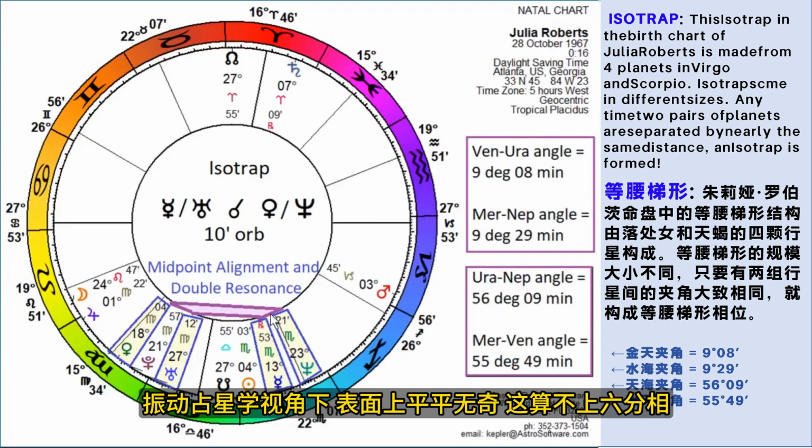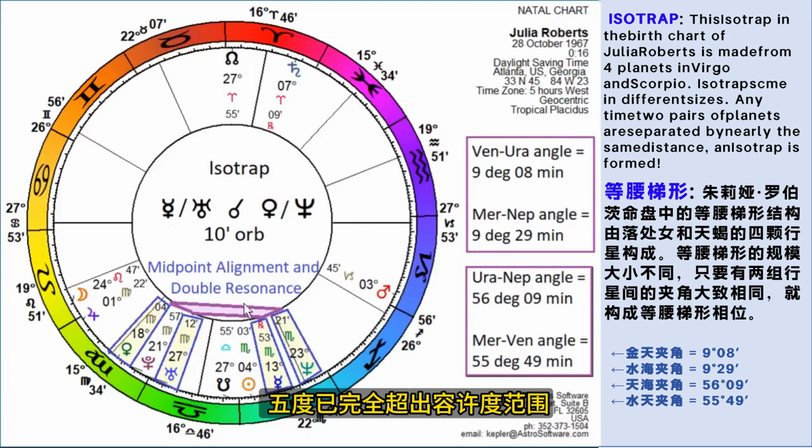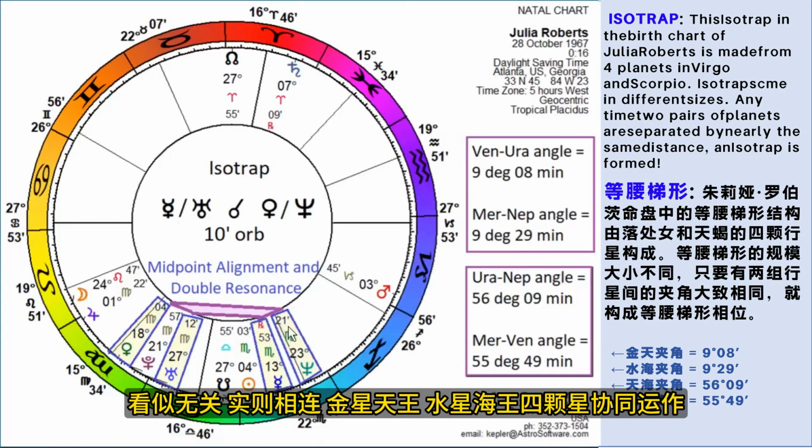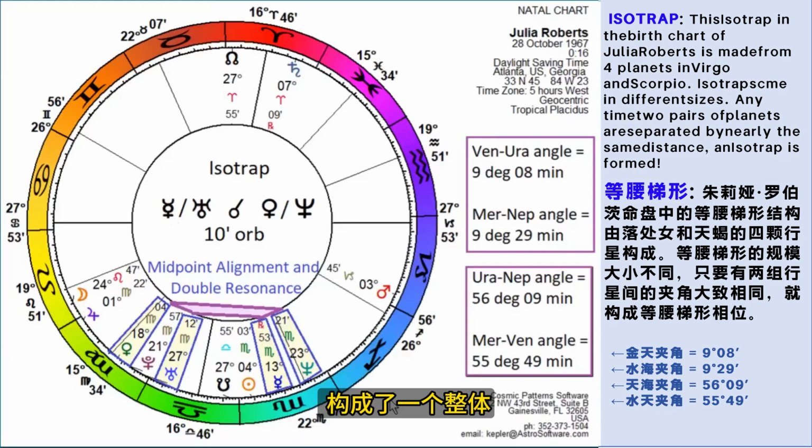And if you look at this, it doesn't appear to be a lot going on with vibrational astrology. This is not a sextile. It's got a 5-degree orb. It's way out of orb. Doesn't seem to be much going on that's obvious. But there is a connection. Venus, Uranus, Mercury, and Neptune are working together.